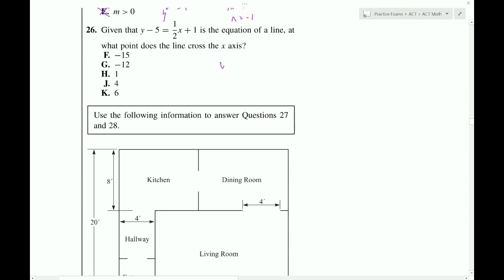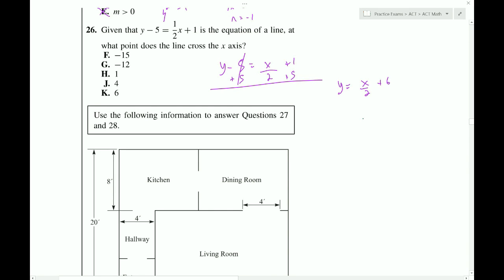Given that y minus 5 equals, and instead of half x, I like to write x over 2 plus 1 is the equation of the line. At what point does the line cross the x-axis? Okay, so whenever we have a linear equation, we like it to be y equals. So let's add 5 to both sides, and we get y equals x over 2 plus 6.